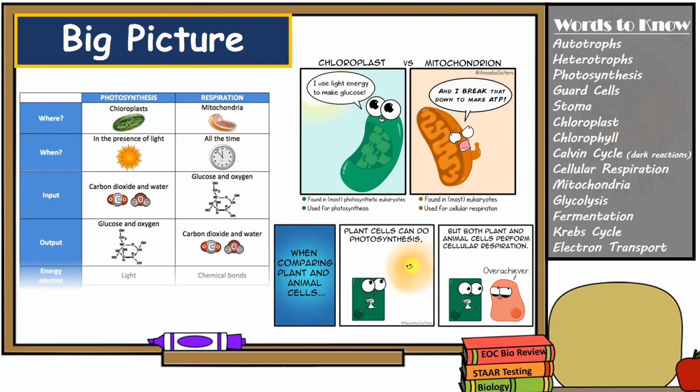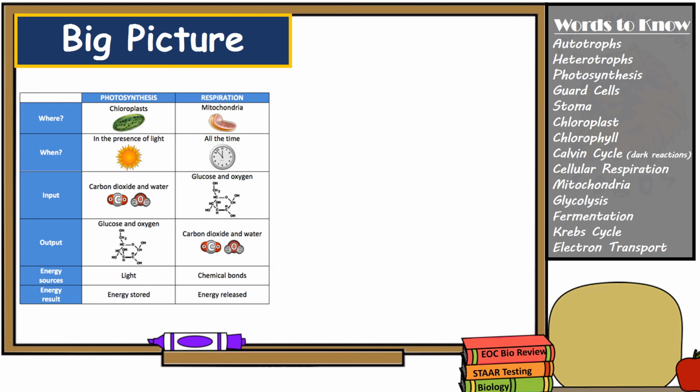Okay, what else do we know? Well, we know that photosynthesis requires sunlight. Therefore, it must start its light-dependent stage when there is sunlight present. And as for cellular respiration, this can actually happen at any point in time that the cell requires ATP to be released. Okay, what else do we know about these?